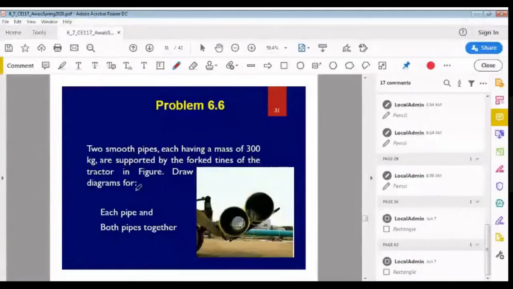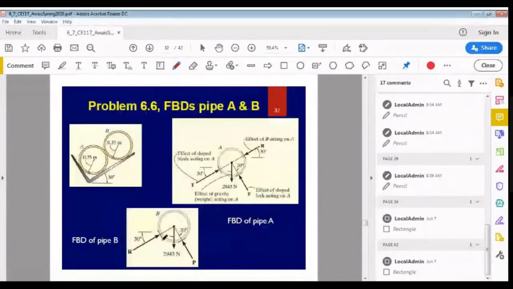Two smooth pipes, each having a mass of 300 kilograms, are supported by the fork tines of the tractor. Draw the free body diagrams of each pipe, and then in the second part, draw the free body diagram of both pipes together. So this is the structure. So we have two pipes, and they are supported by the forks of a tractor.